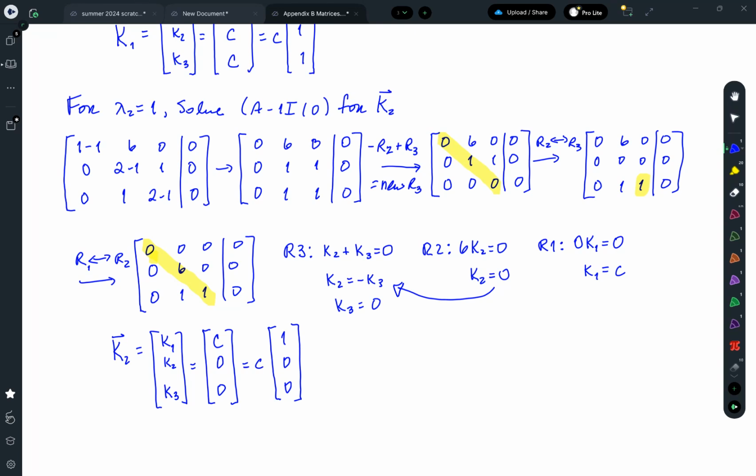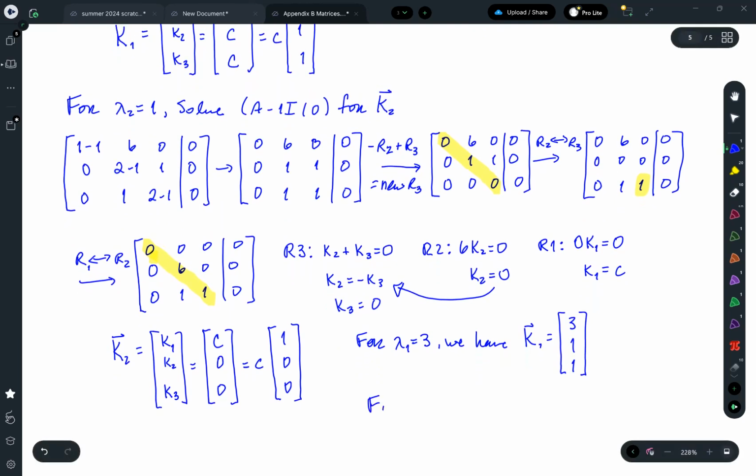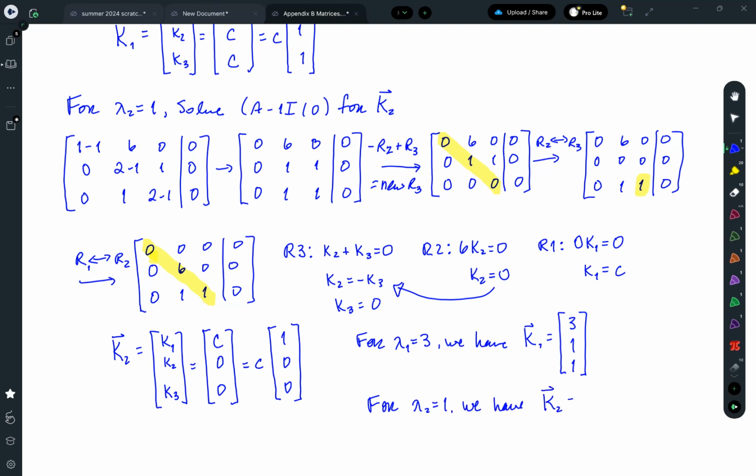So just to summarize, for lambda 1 equals 3, we have the eigenvector K1 is equal to, what did we get, 3, 1, 1? I'm only taking the important parts. The C in there isn't very important. And then for lambda 2 equal to 1, we have the eigenvector K2 is equal to a vector with components 1, 0, 0. And that's all I have.